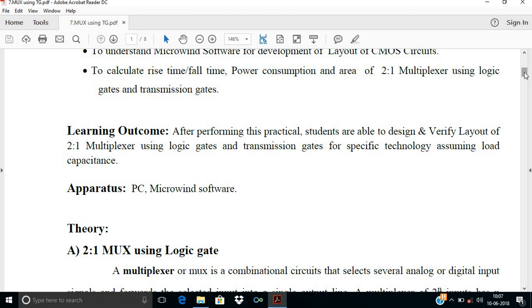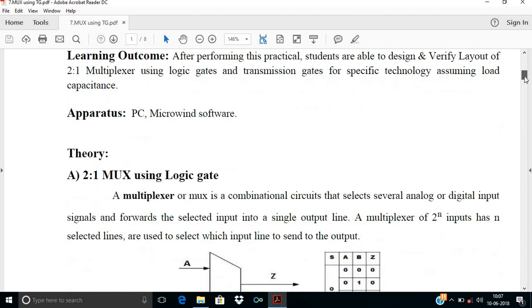Learning outcome: after performing this practical, you will be able to design and verify the layout using logic gates as well as transmission gates, and you will understand the effect of load capacitance as well as the effect of using the transmission gate on area.